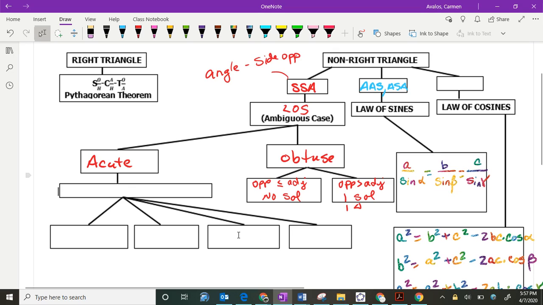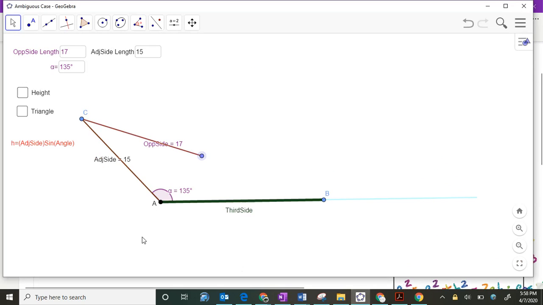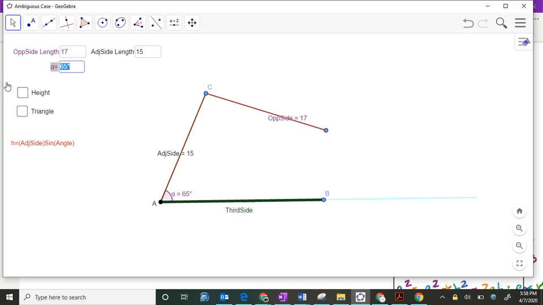So for the acute case, there's a couple of things that we need to know. For the acute case, that's a little bit more difficult, and we have to go back and look and see what's happening. So now let's go back and change this to, let's say, 65 again. So here is an acute case. And so now we know that there's quite a few things that could happen. Here the adjacent side is still 15. So if I'm looking at this, this could go anywhere.